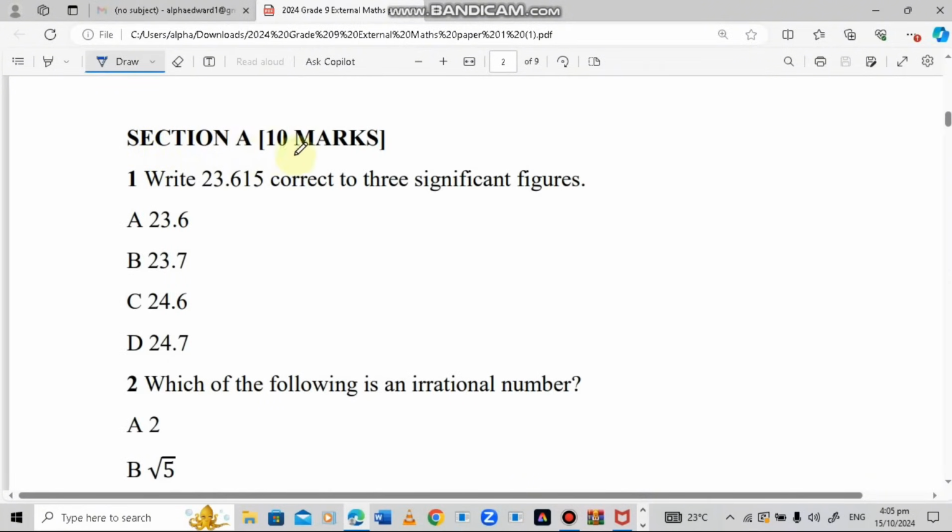Alright, we are going to start with section A. So section A carries 10 marks, and the first question says, write 23.615 correct to three significant figures.